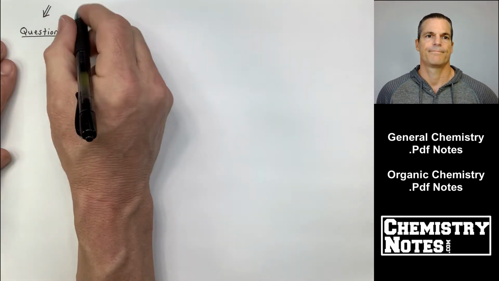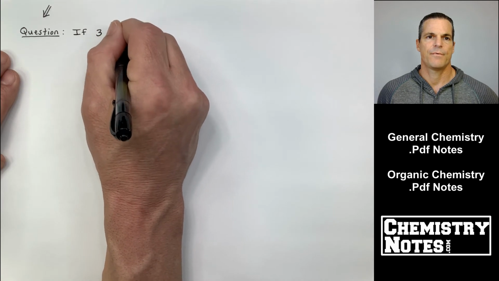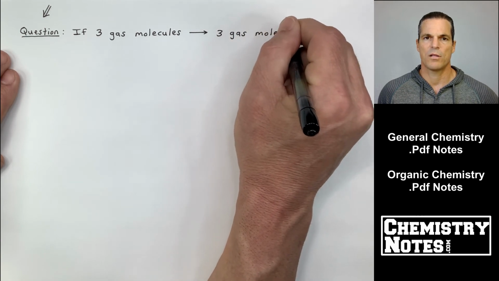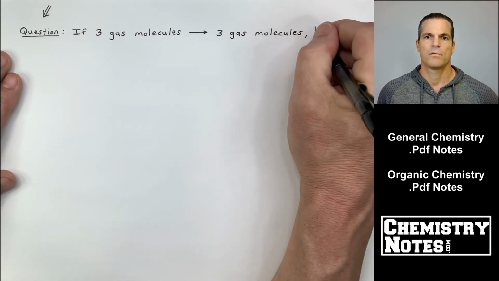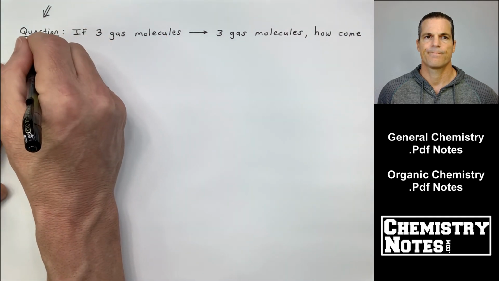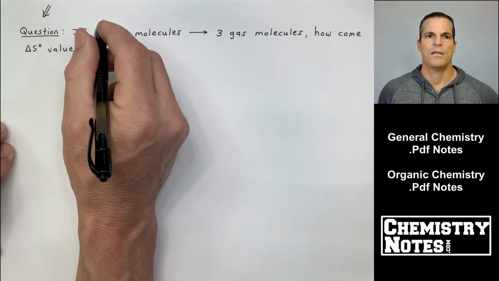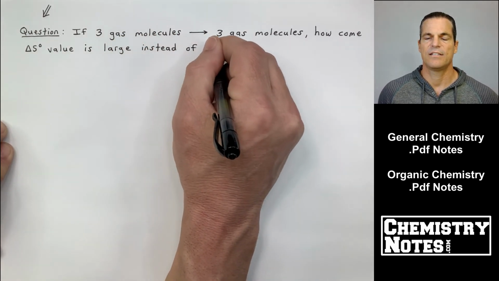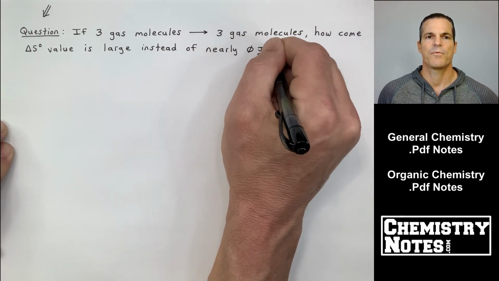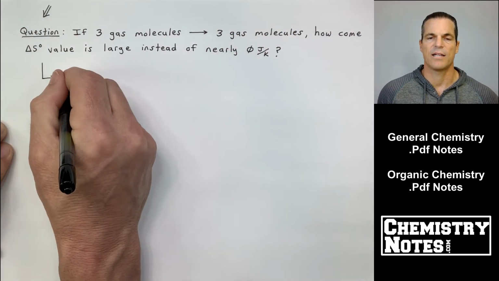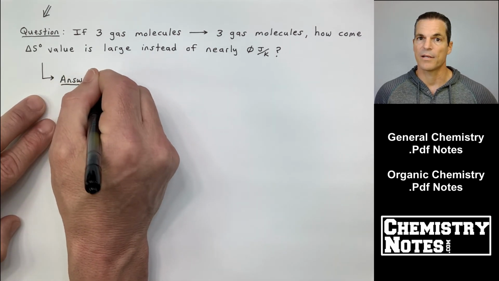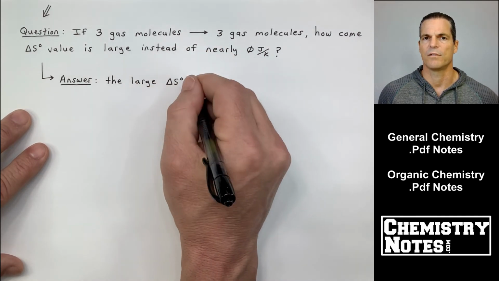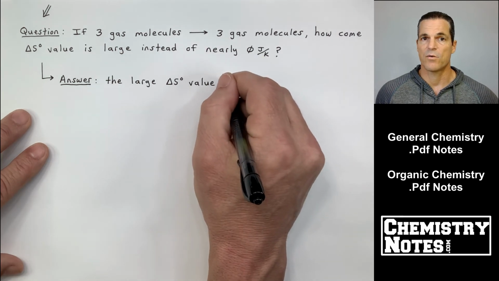All right, so I have a question. If 3 gas molecules go to 3 gas molecules, how come delta S is large instead of nearly equal to 0? So if 3 gas molecules on the reactant side go to 3 gas molecules on the product side, how come the delta S value is large instead of nearly 0 joules per Kelvin? All right, I've asked you a question, and here's the answer.